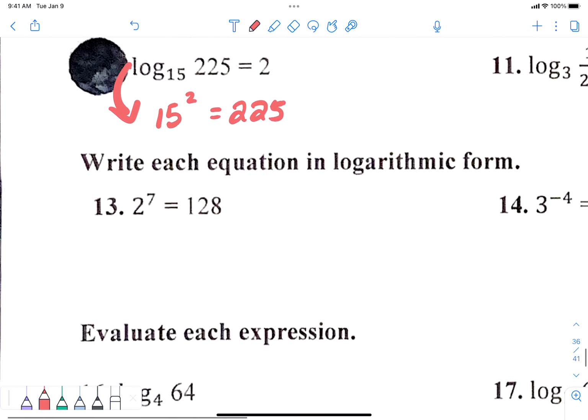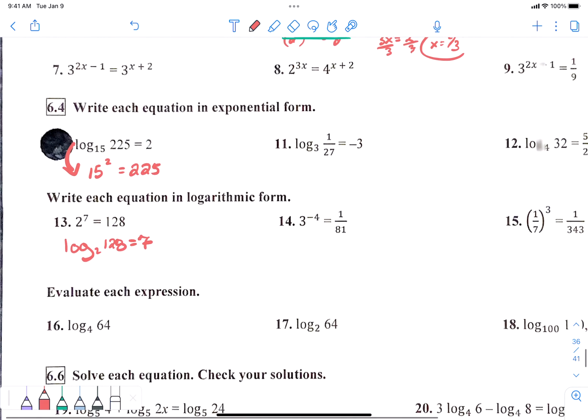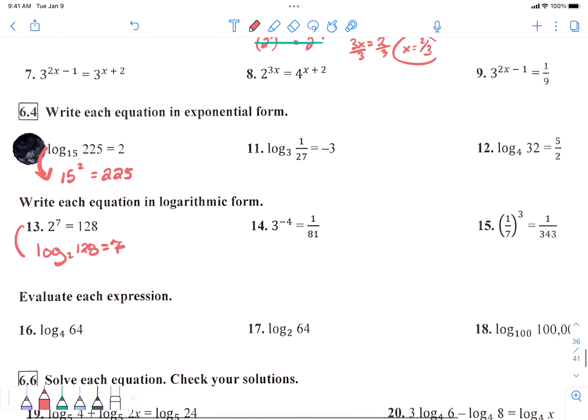We want to make this one into a log, so it has to have a log with base of 7. Log base 7 of 128 equals 2... or no, excuse me, 7 to the... equals 128. All right, do the other 4. Those should be really quick and easy, and then we'll go to the next one.